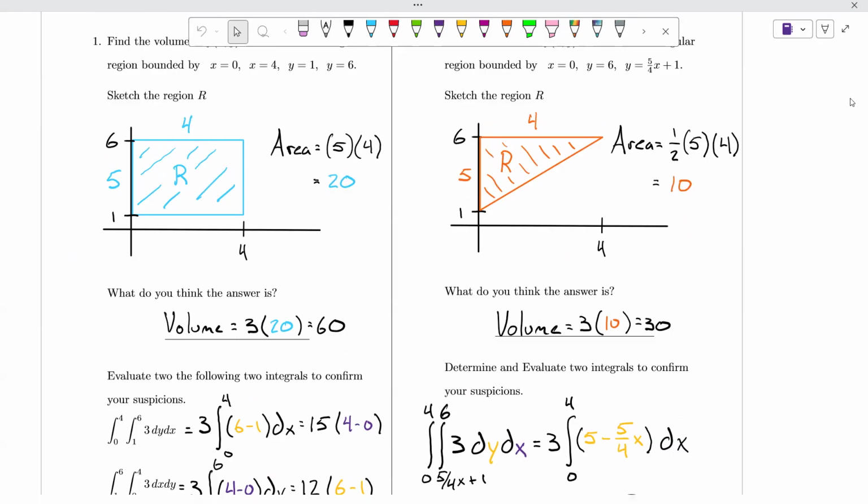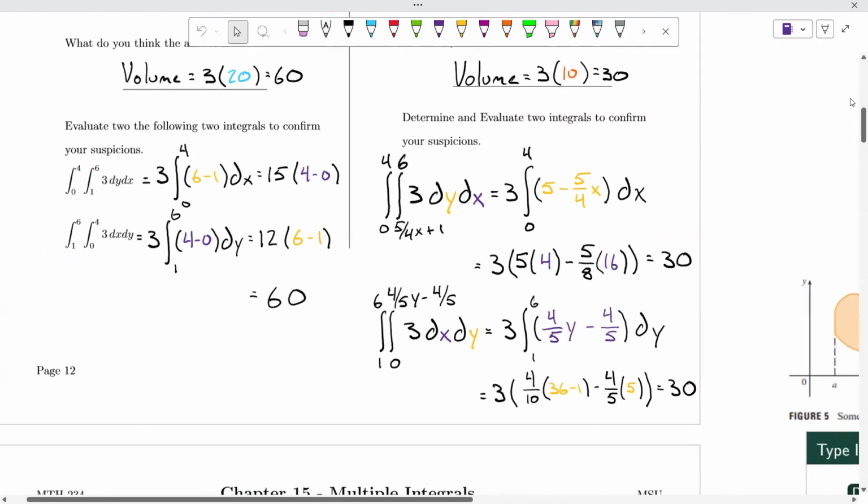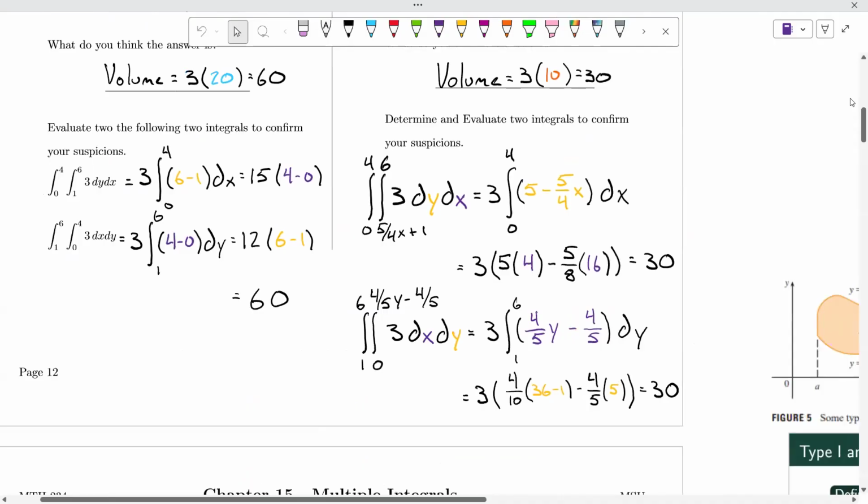And if I just cut that area in half so that it's a triangle instead of a rectangle, but still using a height of 5 and a base of 4, just now I've only got half of that base area, I'd expect to get just half of the total volume. So to come out to 30. And I'll find that that's exactly what I get. That works out to 30.